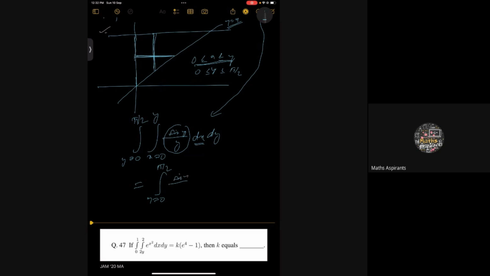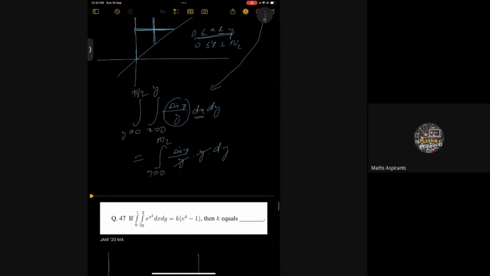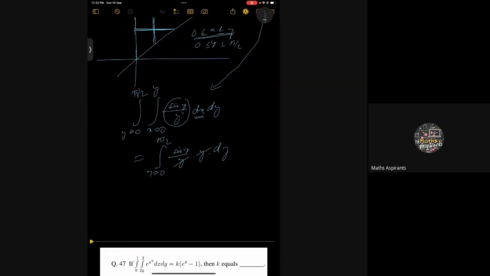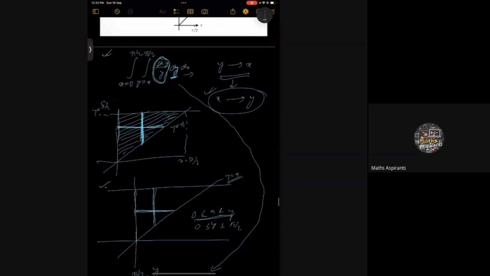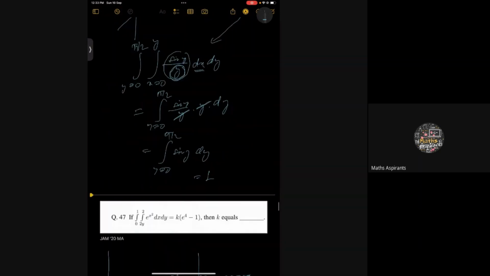So sine y, into y, if we do this double integral now, it will be sine y by y into y dy. So y cancels. That factor was the problem while integrating this function. That problem disappears now. So it will be sine y dy over y equals 0 to pi by 2. I think this is 1. So this is how we change the order and why we do it.